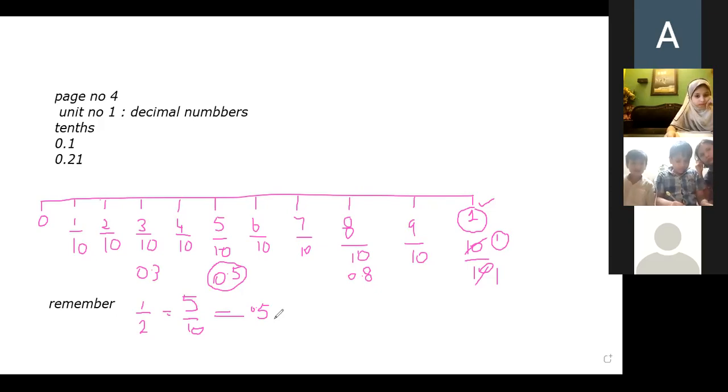And the next one is 2 by 5, that is equal to 4 by 10. We always have to remember these values, okay? And we know 4 by 10, if we divide this into 10 equal parts, then 4 by 10 is 0.4. Yes, Tuba.